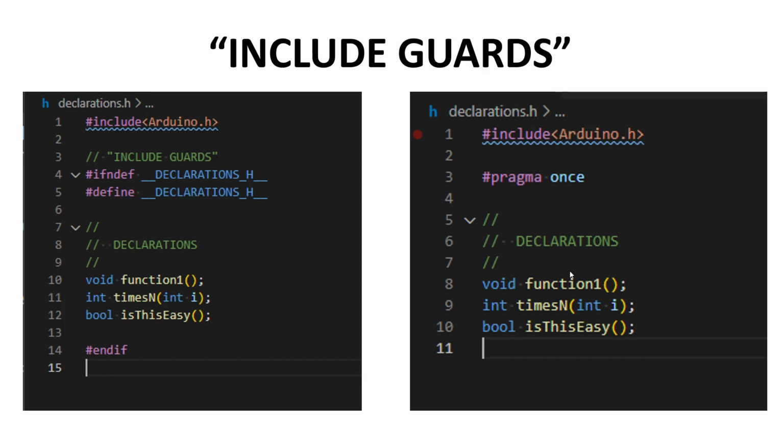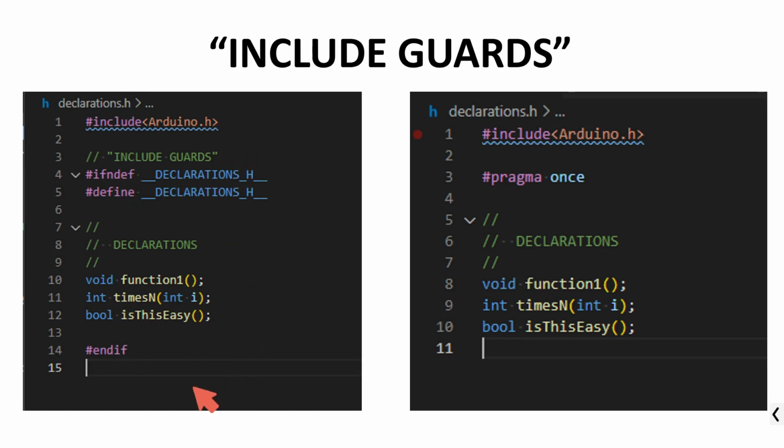Now, there are two different ways of doing this. This is the traditional way. It uses these compiler directives, and what this says is: if there is not defined something called declarations.h, then define it, and here it is, and that's the end of the if. Obviously, if that fails, then it doesn't go and do the middle bit. So if you go through that once, declarations.h is defined.